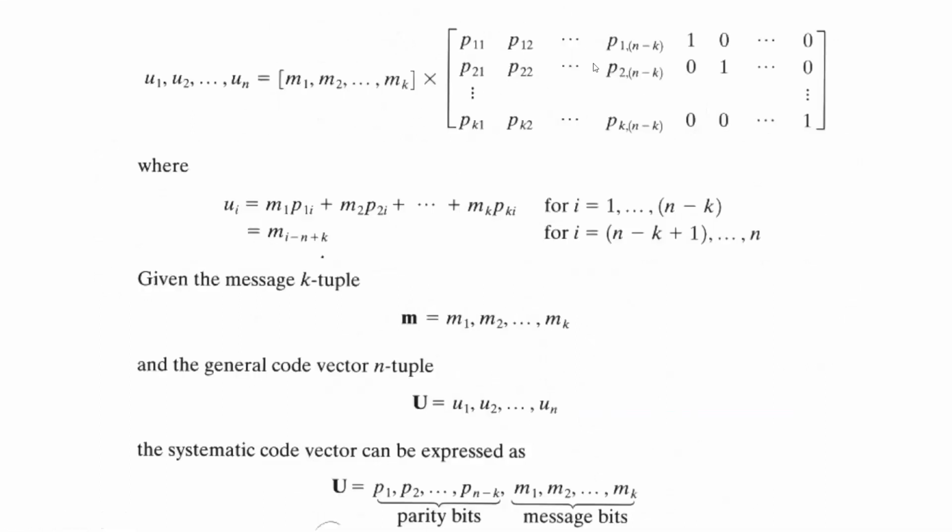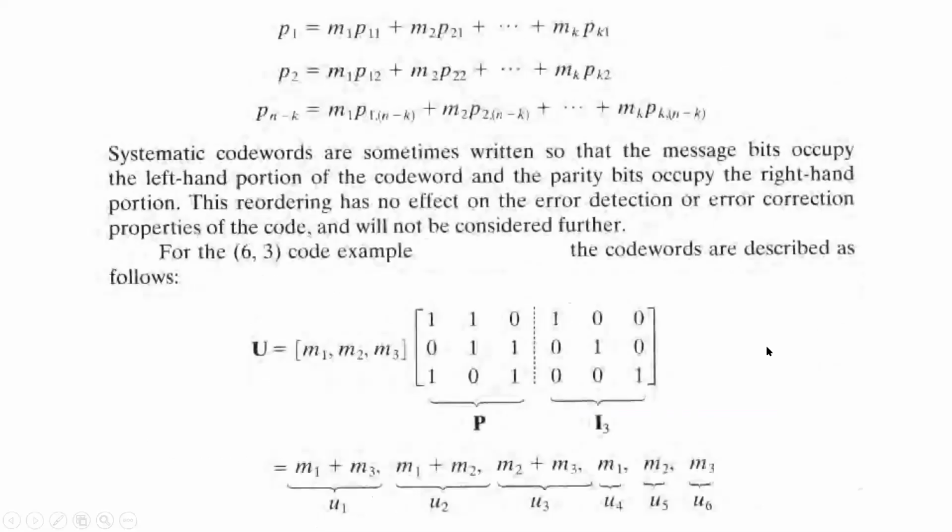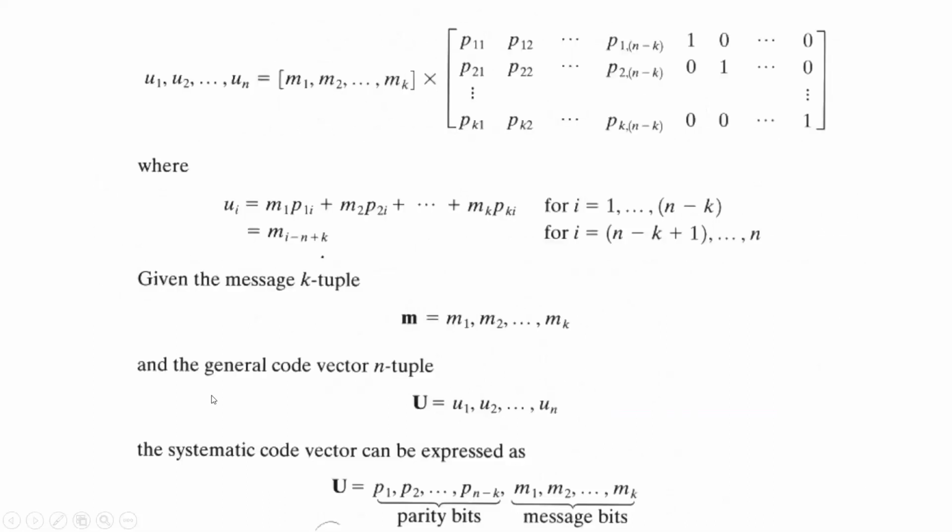P1, what is P1? Let me explain here. In the code word, the first n minus k bits will be the parity bits, and the last k bits will be the message bits. For example, I take the case of n equal to 6 and k equal to 3. Every code word has 6 minus 3, that is 3, parity bits.